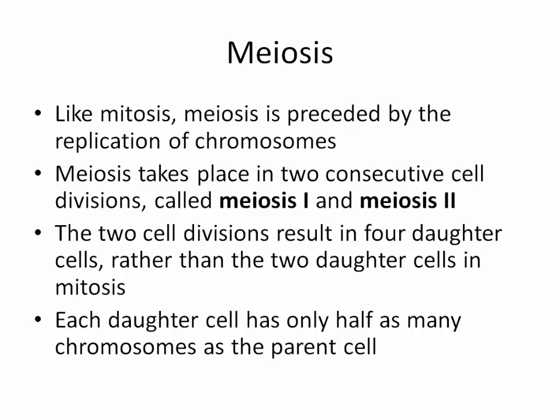Like mitosis, meiosis is preceded by the replication of chromosomes, which would be in interphase. Meiosis actually takes place in two consecutive cell divisions. The first cell division is called meiosis 1, and then we have meiosis 2. And after the two cell divisions, you end up with 4 daughter cells rather than 2 daughter cells in mitosis. But each daughter cell in meiosis has only half as many chromosomes as the parent cell.